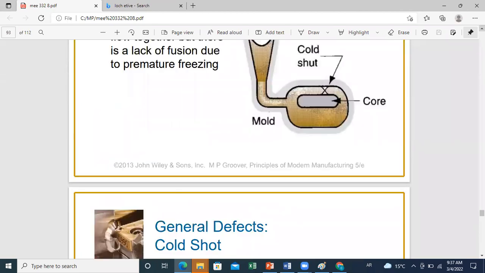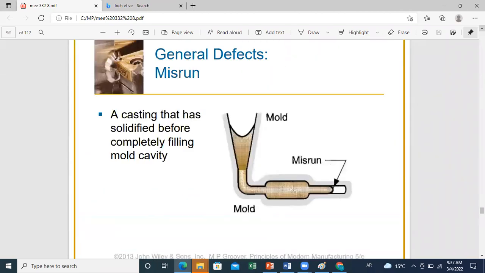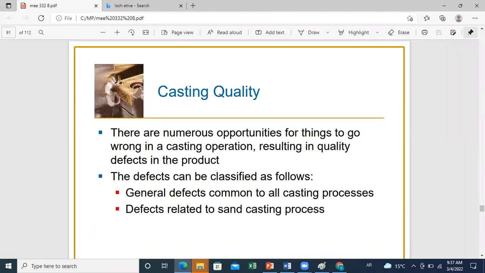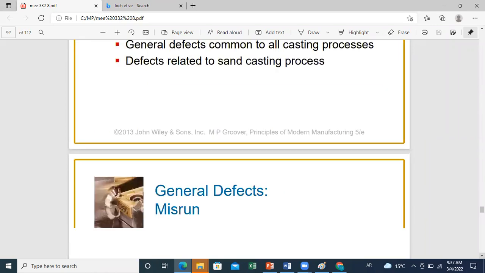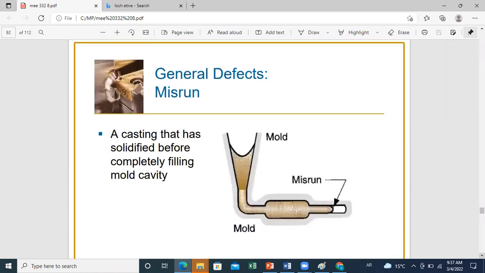You have the first type of defects, which is a misrun defect. And we already talked about this. So we said that during the pouring operation, we should have a temperature much higher than the melting temperature in order to be able to achieve the pouring step without solidification before reaching the extremities.